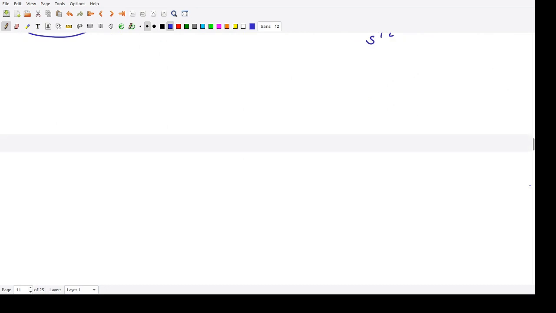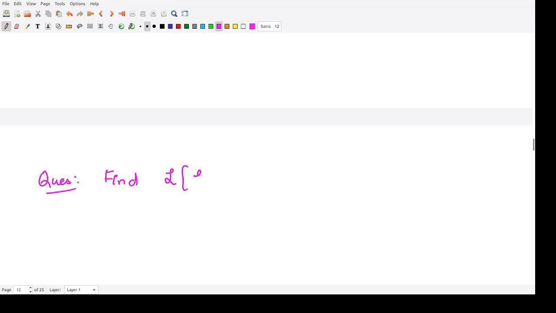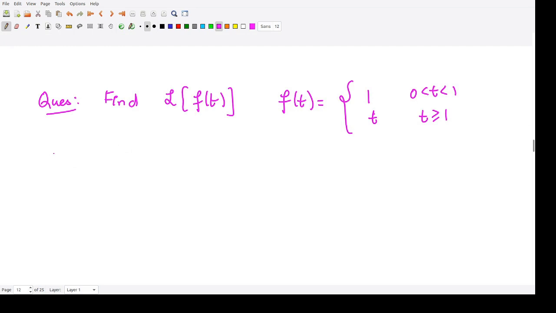So next let us see one more question. The question says, find or evaluate the Laplace transform of the function f of t, where this function f of t is given to be 1 whenever t lies between 0 and 1, and it is equal to t whenever t is greater than or equal to 1. So for that we will use the definition to solve the Laplace transform.